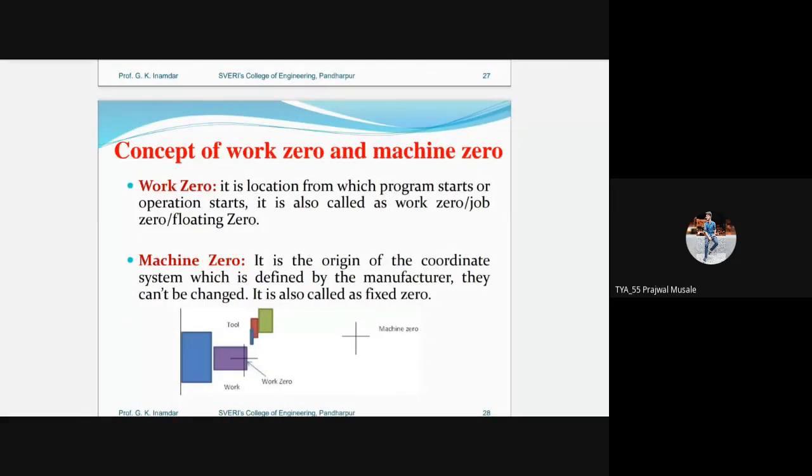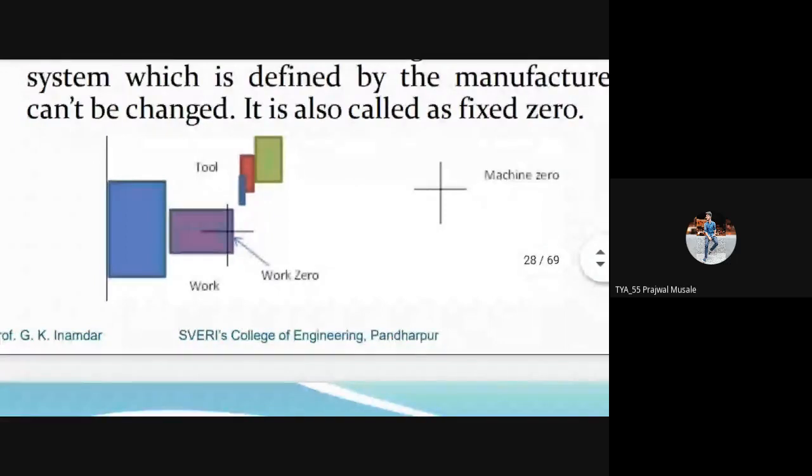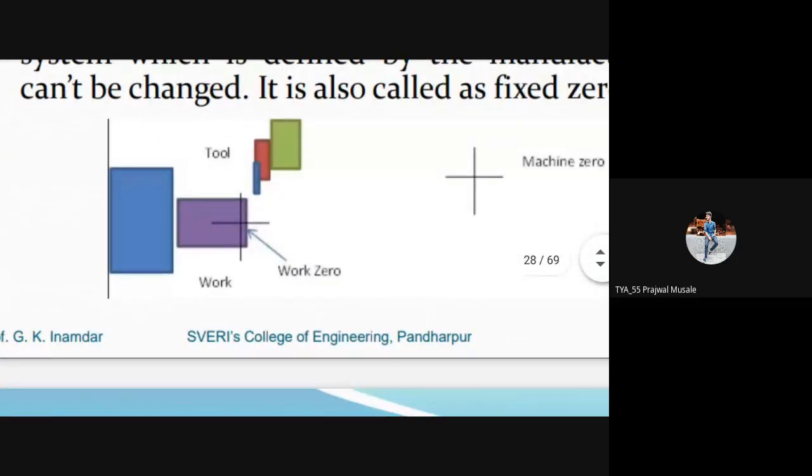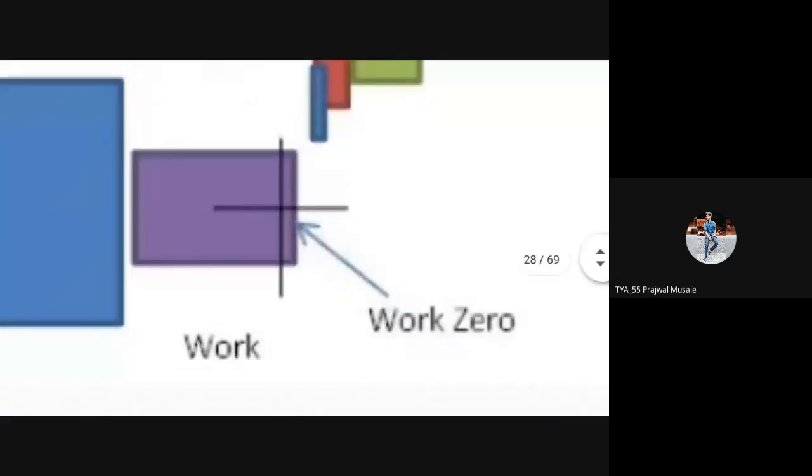Now if you see this image, a detailed explanation is there. What is machine zero? See here, the first point is the work zero. Where is the work zero? It is the starting point of the workpiece.